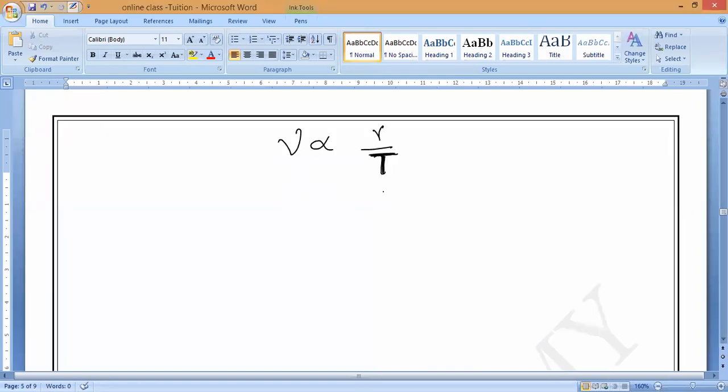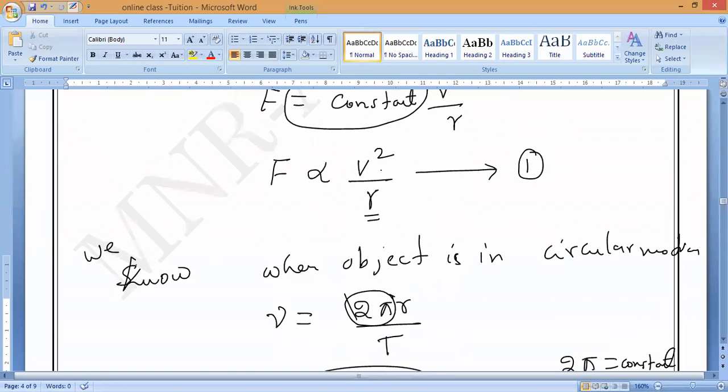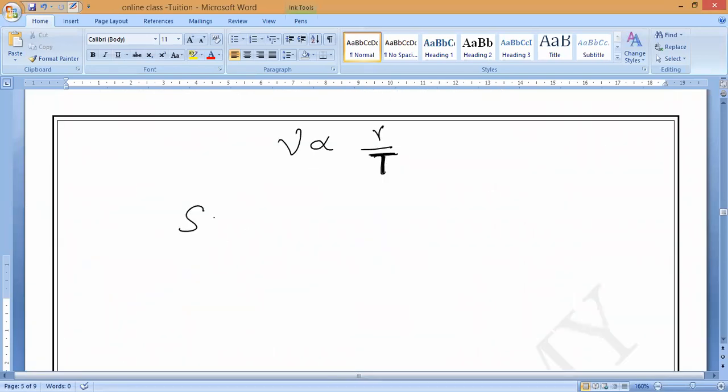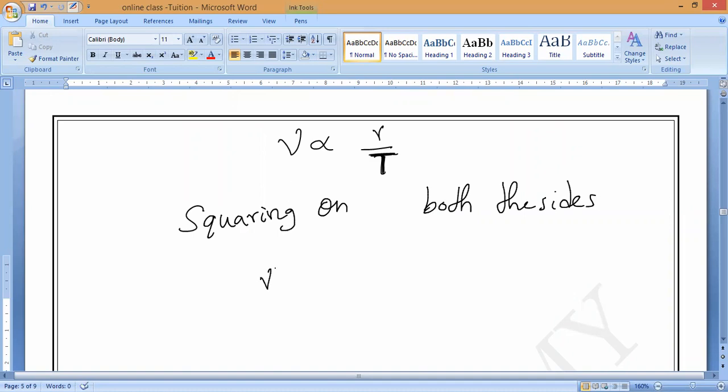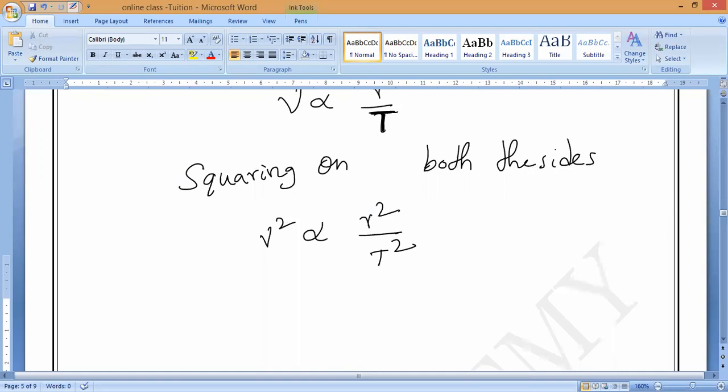Now, all of you square on both the sides. Why are you squaring? Check the first equation, what is there? We have v square. That is why I am squaring on both the sides. Remember that. What will it become? V square is directly proportional to R square by T square. Is it yes or no, guys?